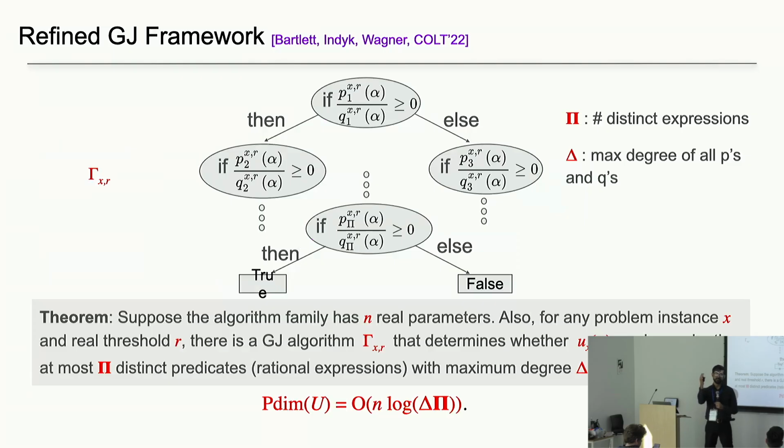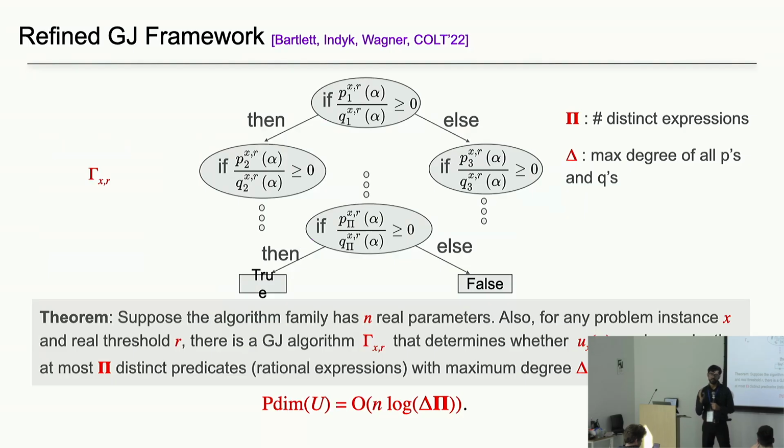Visually you can see this as a tree of computations, and at each node you compute some rational expression. If it's greater than 0, you do something; less than 0, you do something else, and so on. So you can express the computation of your algorithm in terms of these calculations.